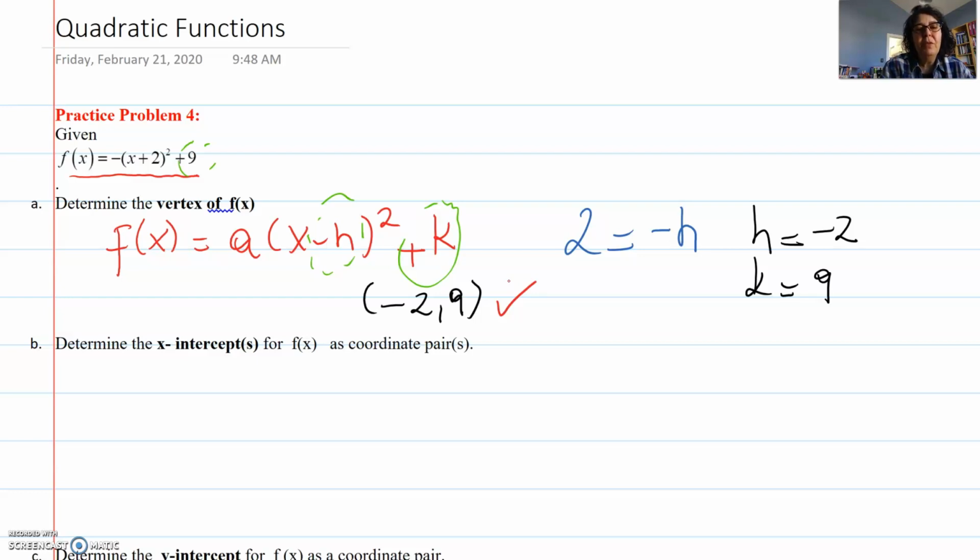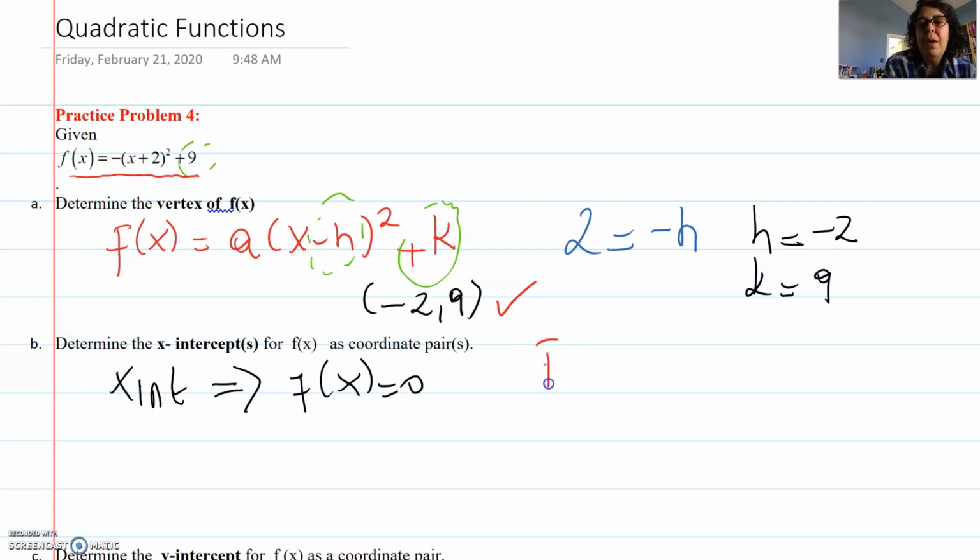All right, part B, determine the x-intercepts. So remember, the x-intercepts are where the function is equal to 0. So you're going to go ahead and make that function equal to 0. Why is this problem different in terms of x-intercept? Because by using the quadratic formula, we know how to find the x-intercept of the standard form, ax squared plus bx plus c. However, this function is not in standard form. It's in transformational form or vertex form.